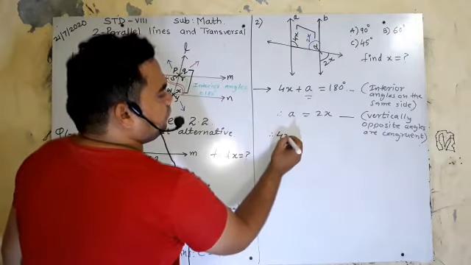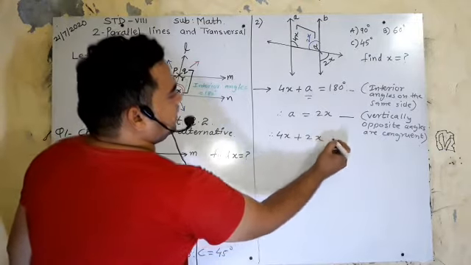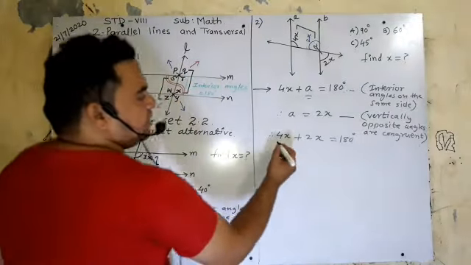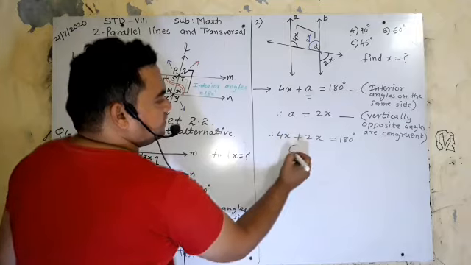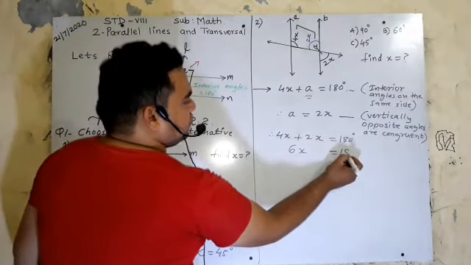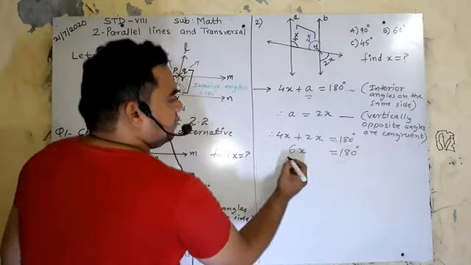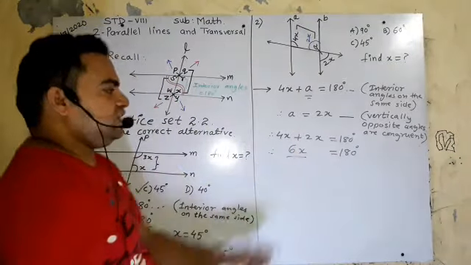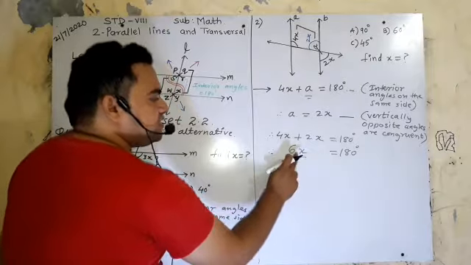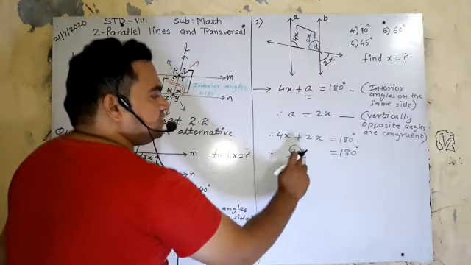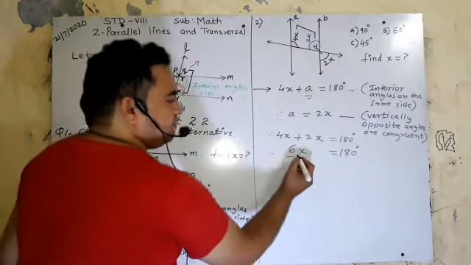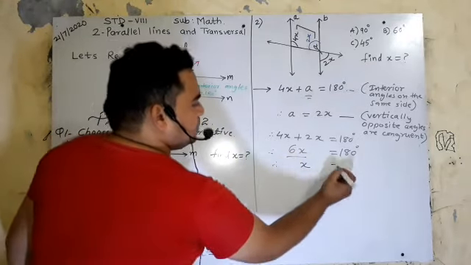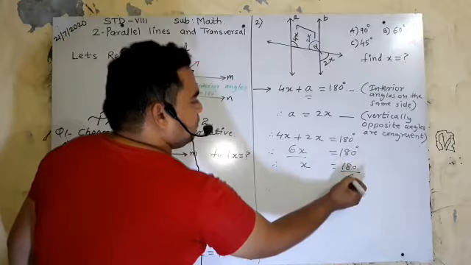So therefore 4x plus 2x is equal to 180 degree. Is it clear? Now the addition of 4x and 2x will be 6x is equal to 180 degree. Now these two terms have which sign in between? Multiplication. So there is no plus, there is no subtraction. These two numbers have multiplication in between. So this 6 will go there, it will divide. So x is equal to 180 upon 6.